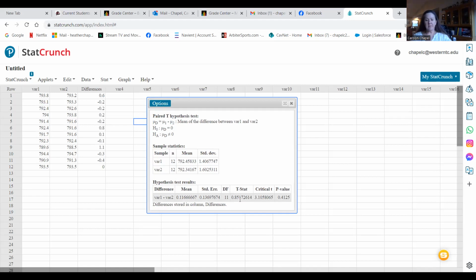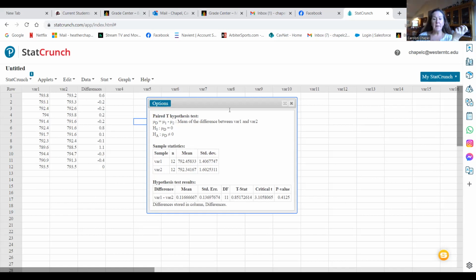There is our test statistic. I'm going to write that down on my piece of paper because it calculated it for me, and that's a 0.8517. So 0.85 is close enough. My critical values, notice they have some more decimals, but we had that 3.106, very close. And I'm also going to write down my p-value, which is 0.4125.